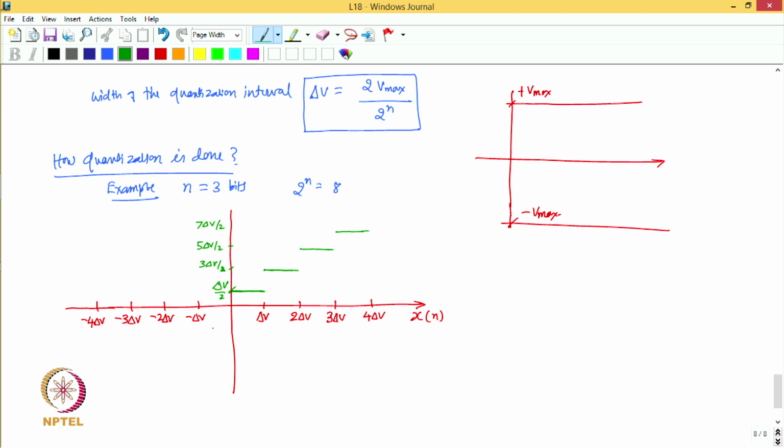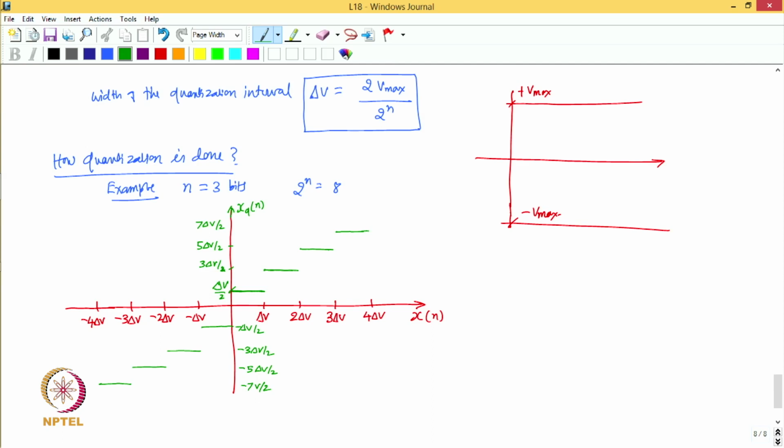And similarly, on the other side, from 0 to minus delta V, the signal amplitude would be minus delta V upon 2, and then minus 3 delta V upon 2, then minus 5 delta V upon 2, and then minus 7 delta V upon 2. So, therefore, on the y axis what you got is the quantized signal, q subscript representing the quantized nature of the signal.